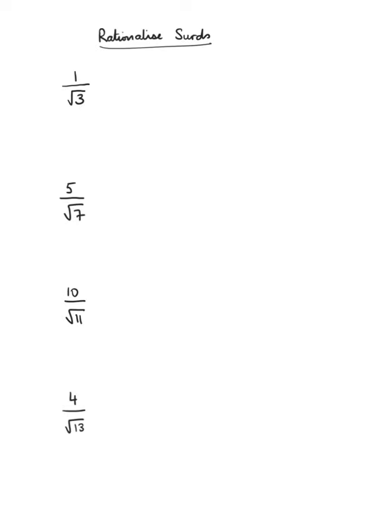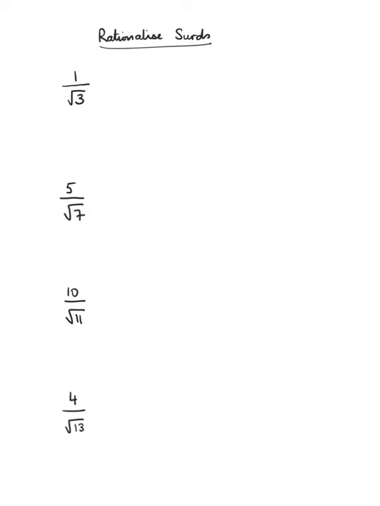Now, if we look at all of the questions that I've got on my screen at the moment, all of them have a surd at the bottom. Remember, a surd is just something that's inside a square root sign. What we want to avoid is having a square root at the bottom of a fraction. We want to avoid having a surd at the bottom of a fraction. So when we're rationalising, we're basically getting rid of the surd at the bottom.